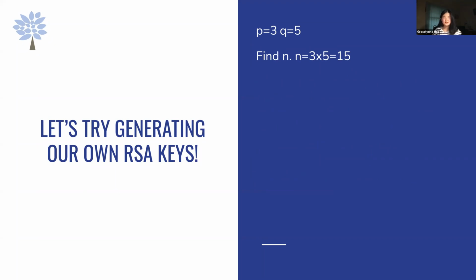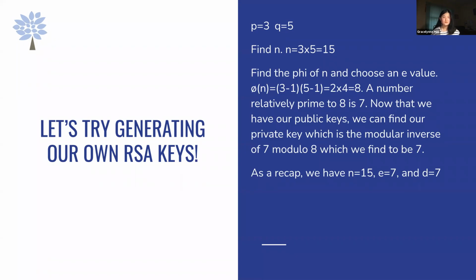Okay, so as you saw from earlier, that little peek, the next step is a bit more word heavy, but I'll try to explain it to the best of my ability. Okay, so now our main step is to find the phi of N and choose an E value. And then note that once we find N, the phi of N, and E, we can also calculate D, and then that will actually be all of our keys that we need to be able to send messages hypothetically.